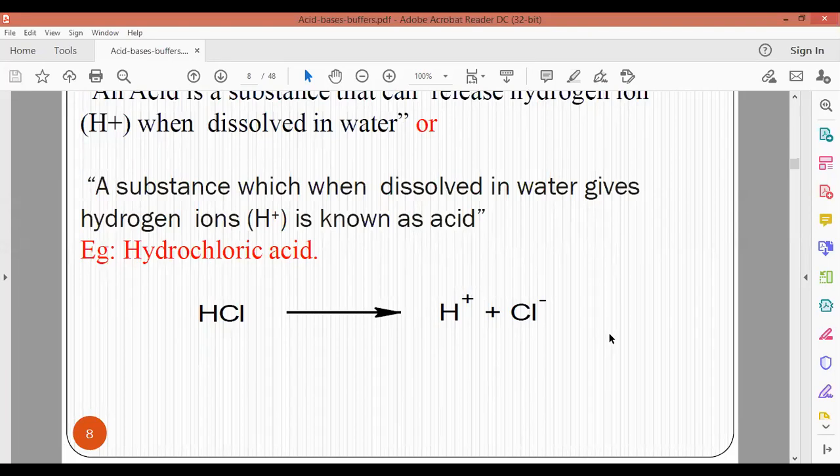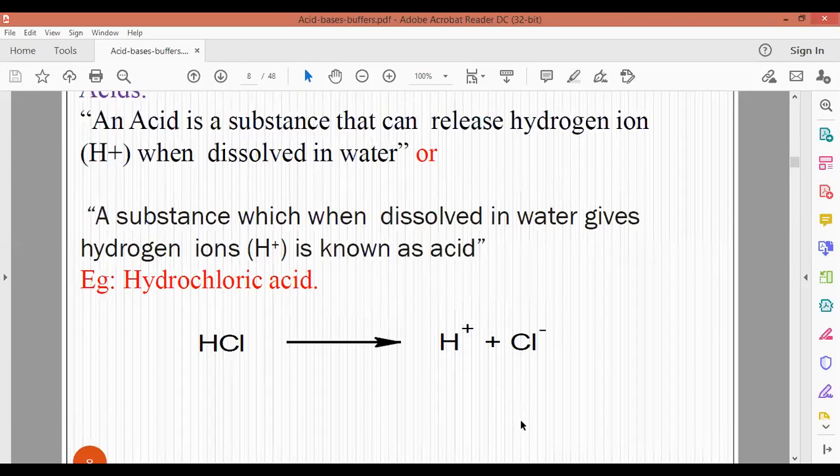A substance which dissolves in water gives the hydrogen ion. If we dissolve HCl in water, what happens? Releasing of the H+ as well as the Cl- ion. Take H2SO4, the strongest acid. If we dissolve H2SO4 in water, what happens? H+ as well as the SO4 2- ion. So there is a releasing of the H+ ion.